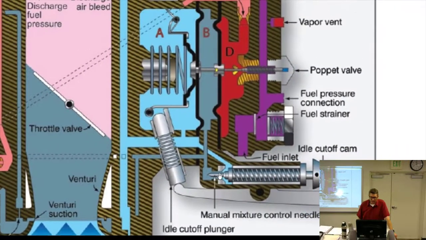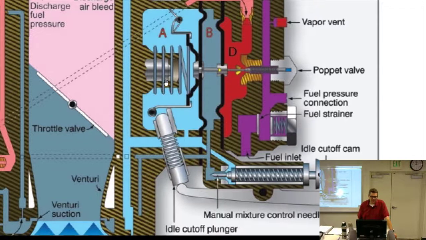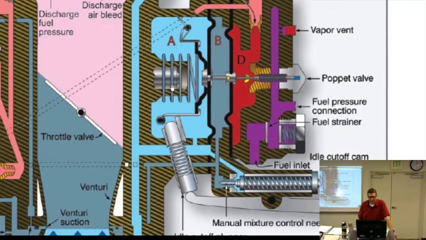Keep pulling it out to go to idle cutoff, and it opens this up all of the way, killing off A and B. So we killed off A and B. We have no air metering force. The poppet would want to close, except the idle spring says, just go ahead and give me idle fuel. So here we are trying to shut it down, but it just keeps on idling.